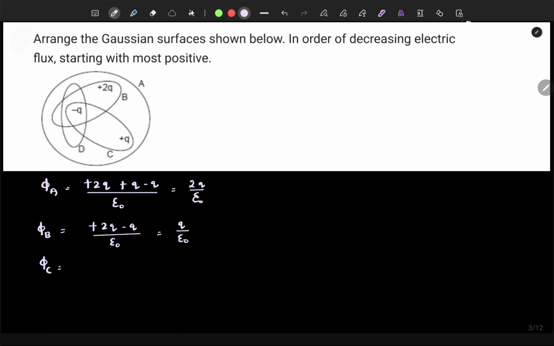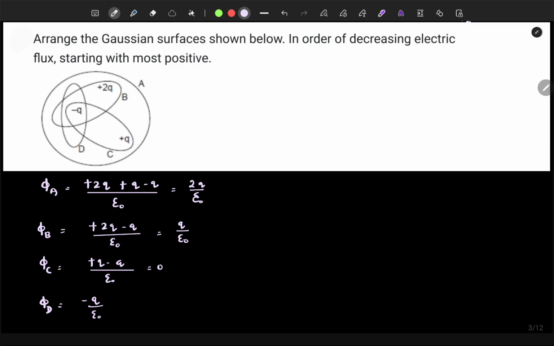Flux through surface C. Through the surface C, plus q and minus q charges are present. So flux will be plus q minus q, this is your q total, divided by epsilon naught. So this is 0. And flux through surface D. Inside D, only minus q charge is present. So it will be minus q by epsilon naught.